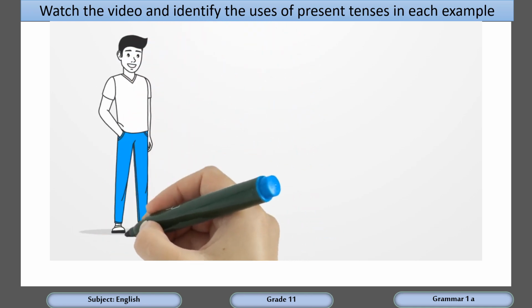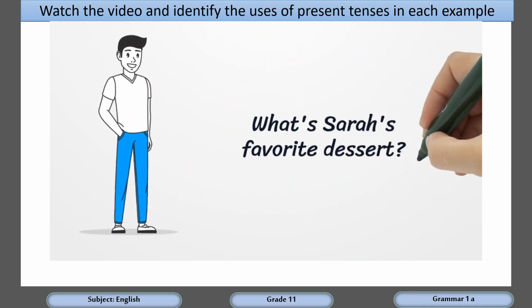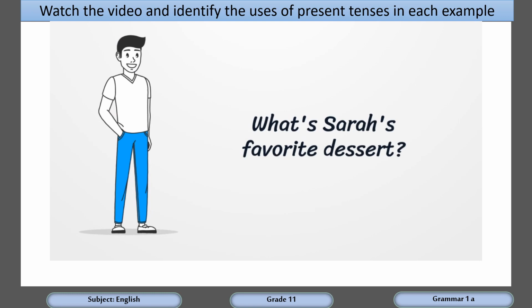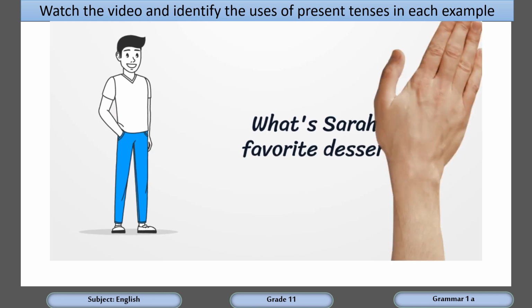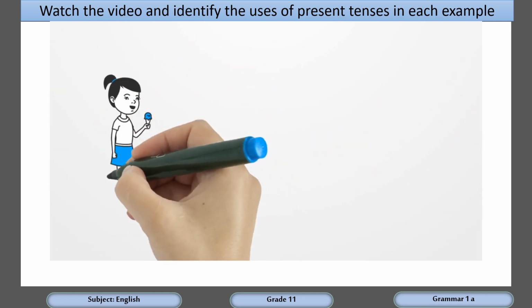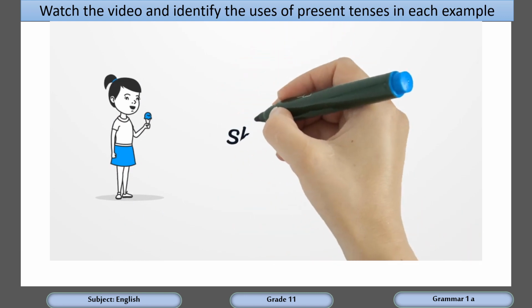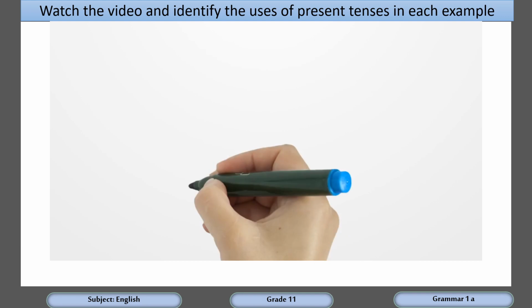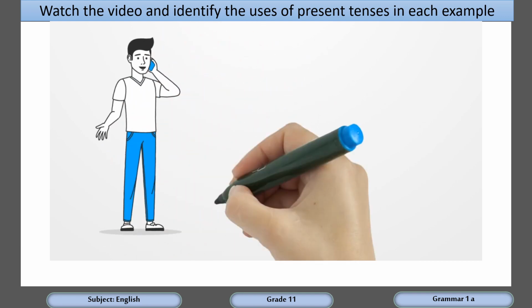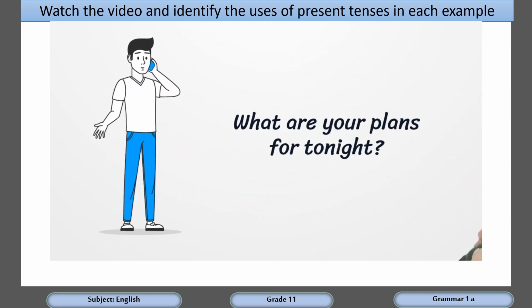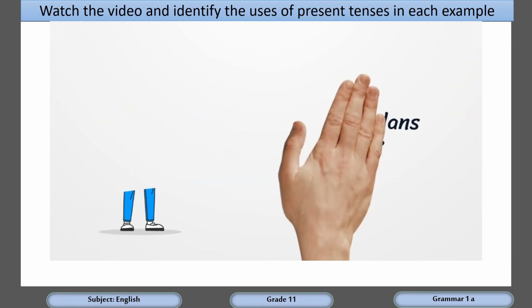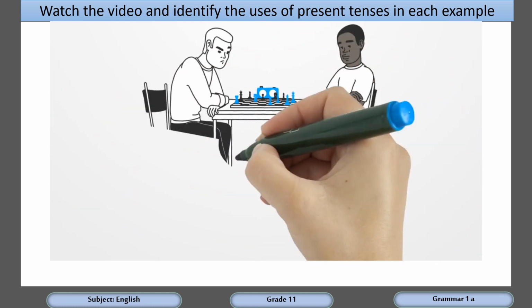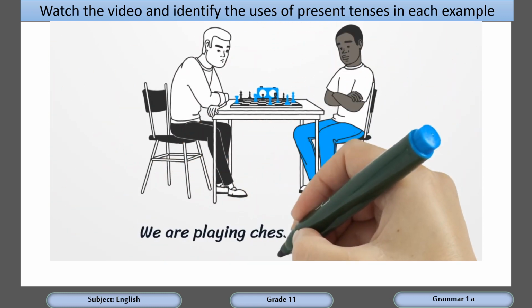I want to buy something for Sarah. What's Sarah's favorite dessert? She loves ice cream. Hi Ellie. So what are your plans for tonight? We are playing chess after dinner. Would you like to join?